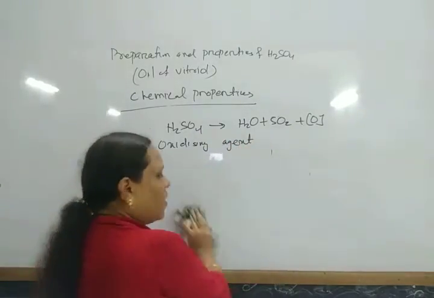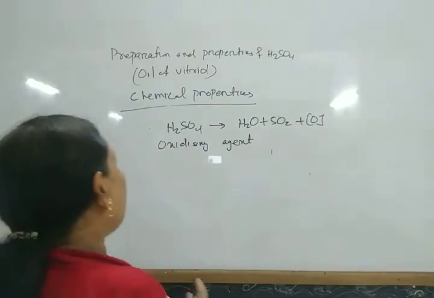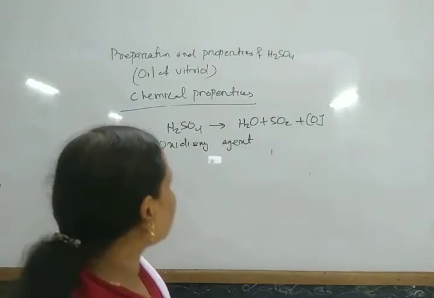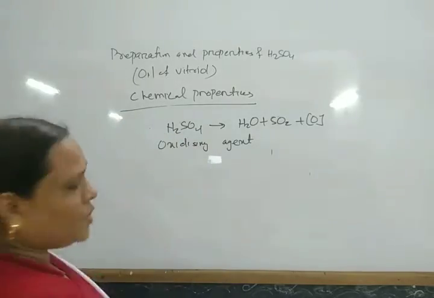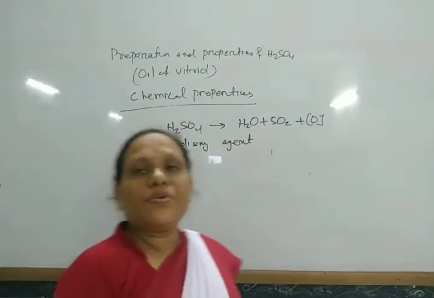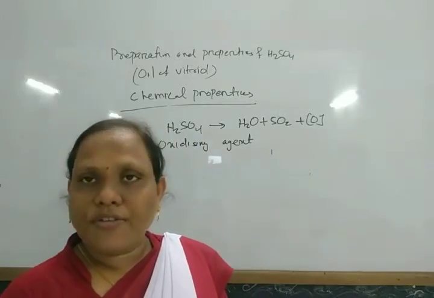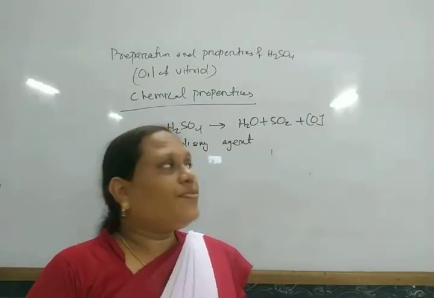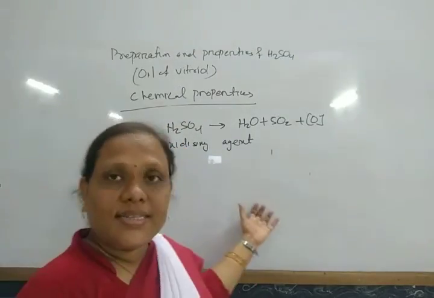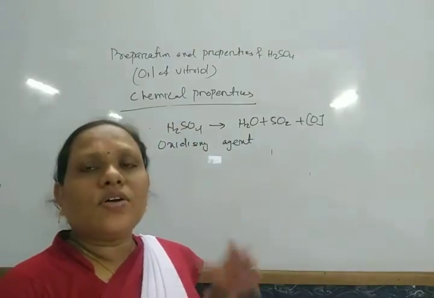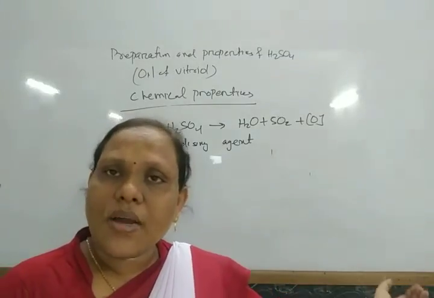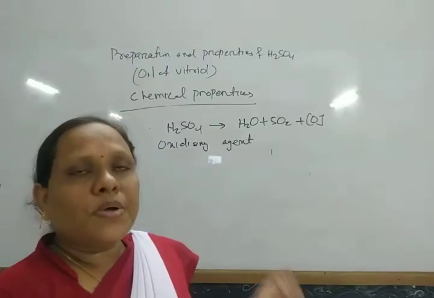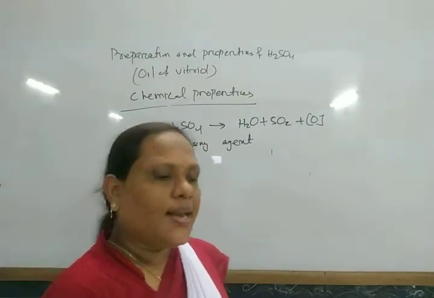It oxidizes phosphorus to phosphoric acid, hydrogen sulfide to sulfur, and different halogen acids to halogens. So it oxidizes halogen acids to halogens, hydrogen sulfide to sulfur, phosphorus to phosphoric acid, like this.